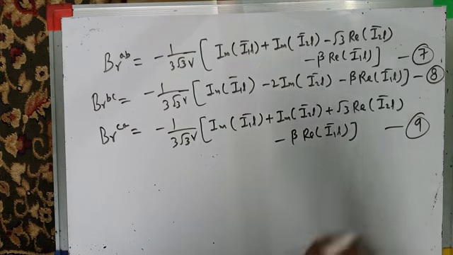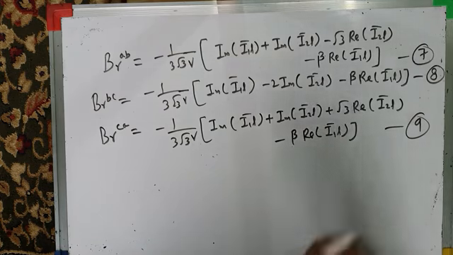So that will give us, therefore, B gamma BC is equal to minus 1 by 3 root 3 V into imaginary part of I1L, that is the positive sequence component of current, that is given by this equation: IAL plus A times IBL plus A square ICL by root 3, minus 2 times the imaginary part of the negative sequence component of current. The negative sequence component of current is given by IAL plus A square IBL plus A ICL by root 3, in terms of load currents.